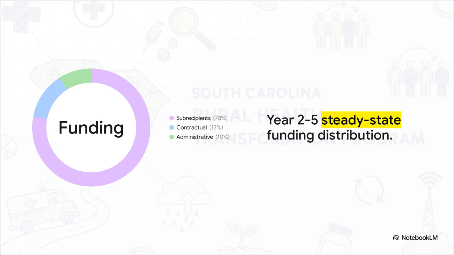When you look at the steady-state funding distribution for years 2 through 5, the operational priorities become pretty clear. The vast majority of the funding, $159.7 million annually, goes directly outward to community subrecipients. Another $26 million is allocated for contractual services to handle things like statewide needs assessments. Crucially, the state's internal administrative costs are strictly capped at 10%, which equates to $20 million a year. The model is deliberately designed to push capital out of the state agency and directly into the hands of rural providers.